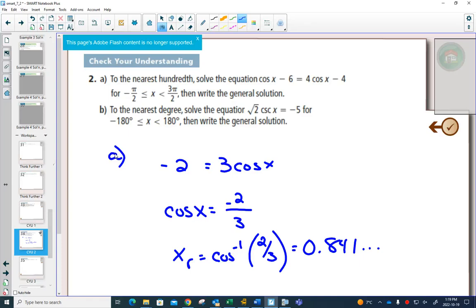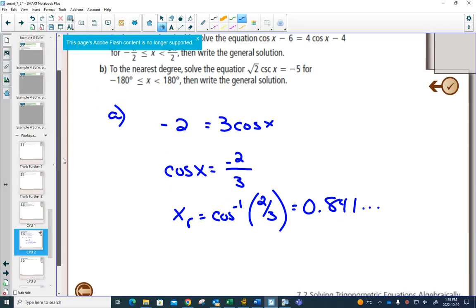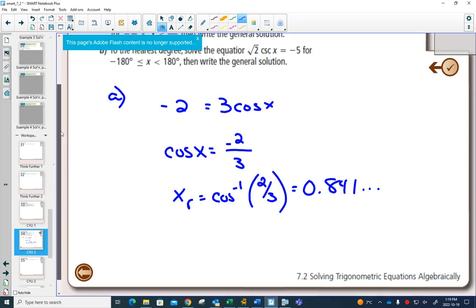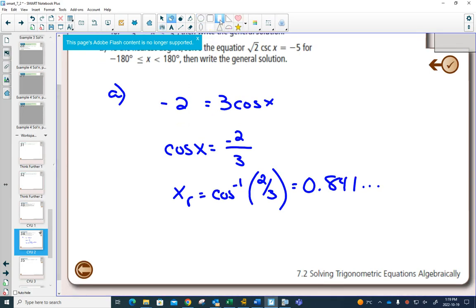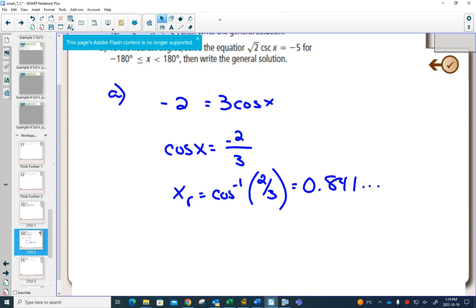Now, according to this, cos is negative. You know that cos is negative in quadrants 2 and 3. So then x would equal, well, in quadrant 2, I would do pi minus my reference angle. And in quadrant 3, I would do pi plus my reference angle. So I get 2.30 and 3.98.